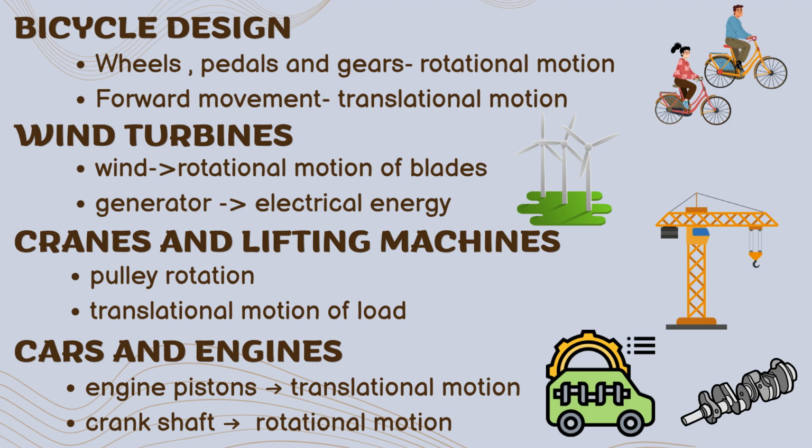And what do all these machines have in common? They all use motion. Machines use rotational motion, translational motion, or both to make work easier and more efficient. This is the same principle behind the simple machines we will study next.